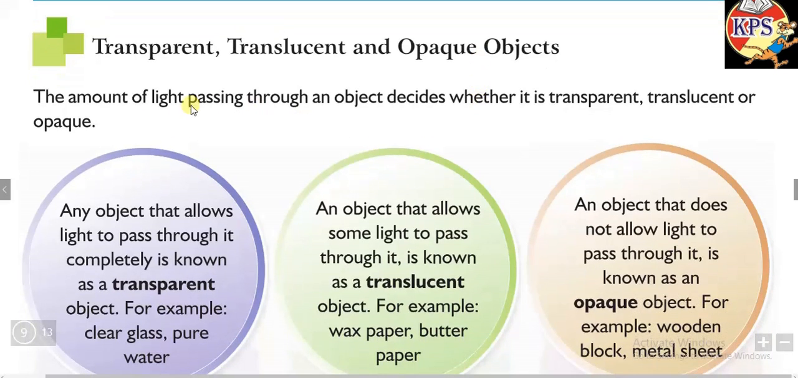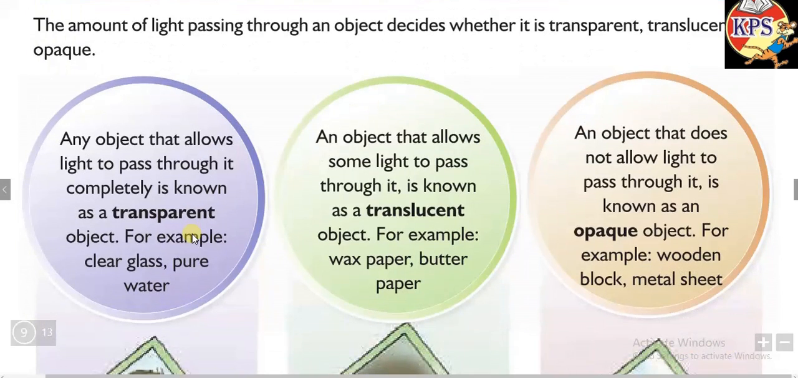Here it is given that the amount of light passing through an object decides whether it is transparent, translucent or opaque. If more light is passing through an object, then it is transparent. If less light is passing through an object, then it is translucent. And if no light is passing through any object, then it is opaque. So this is the difference between these topics.